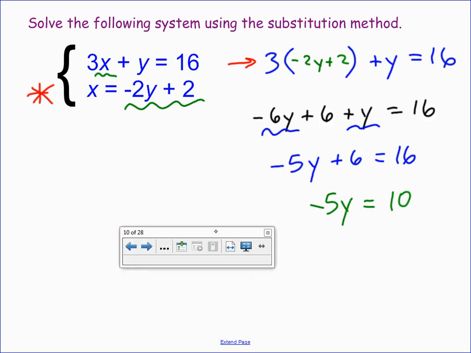And I finish it out with division. Dividing both sides by negative 5 gets me my y coordinate. 10 divided by negative 5 is negative 2. So I found my y coordinate.